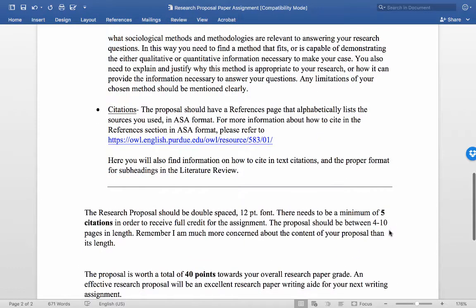As far as citations, the proposal should have a references page that alphabetically lists the sources that you used in ASA format. There's a link here. There's stuff on Titanium about how to use ASA citations. Also in your book, they talk about the subheadings and these kinds of things.